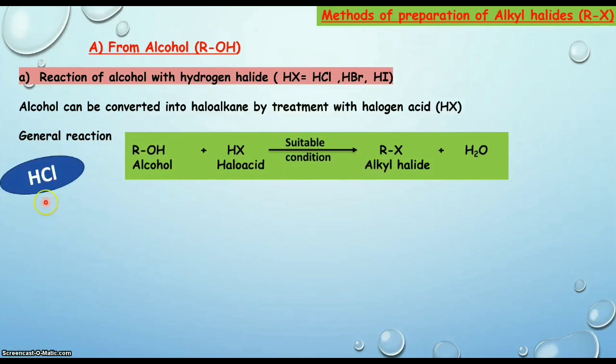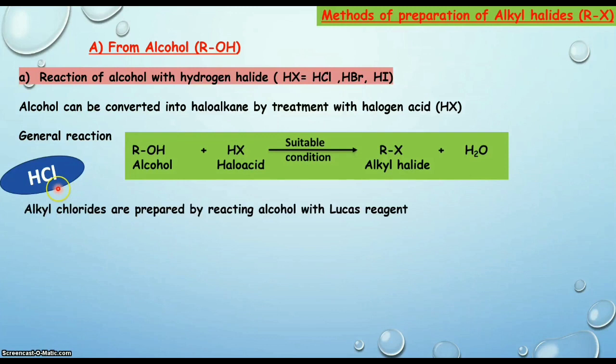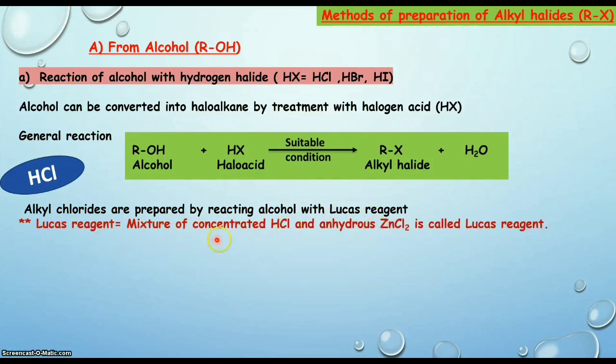Let us see about the reaction of alcohol with halogen acid, that is hydrogen halide. Alkyl chlorides are prepared by reacting alcohols with a Lucas reagent. What is this Lucas reagent? Lucas reagent is the mixture of concentrated HCl and anhydrous zinc chloride.